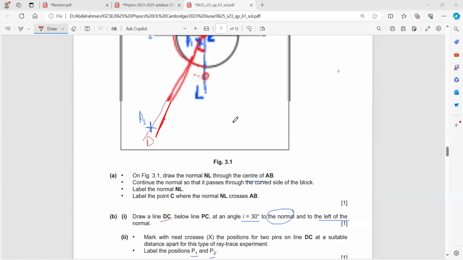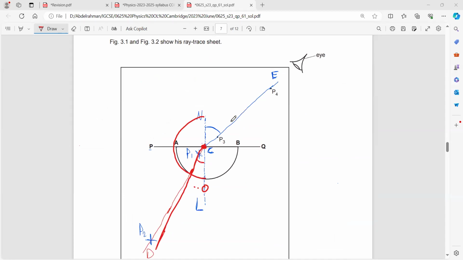Very simply, what should you do? Just draw a line from P3 and P4. Continue the line until it reaches point C. At the opposite end of this line, you have to label it E, so that this line would be called EC. This line now has a name. It's called EC. The other line is called DC. You have 2 lines, DC and EC.